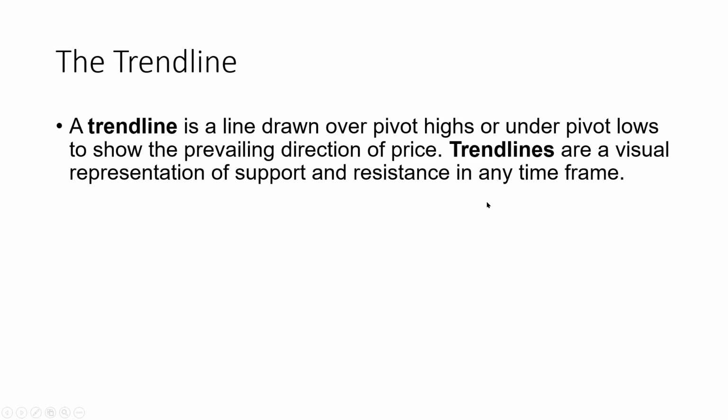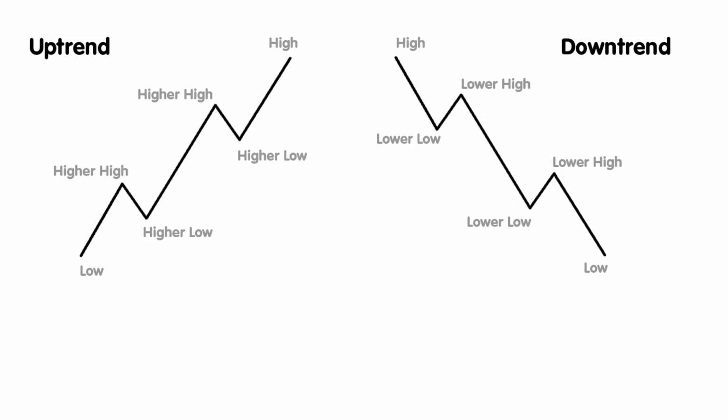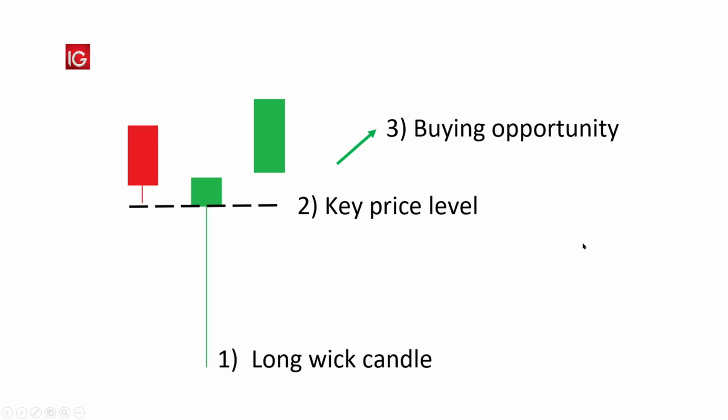So the trend line. The trend line is a line drawn over pivot highs and under pivot lows to show the prevailing direction of price. Trend lines are a visual representation of support and resistance in any time frame. Here is an uptrend with higher lows and higher highs, and a downtrend, lower lows and lower highs.